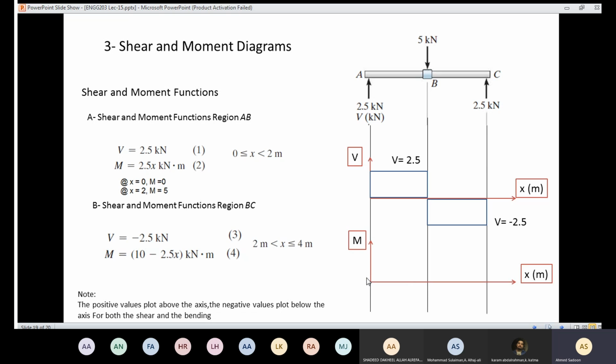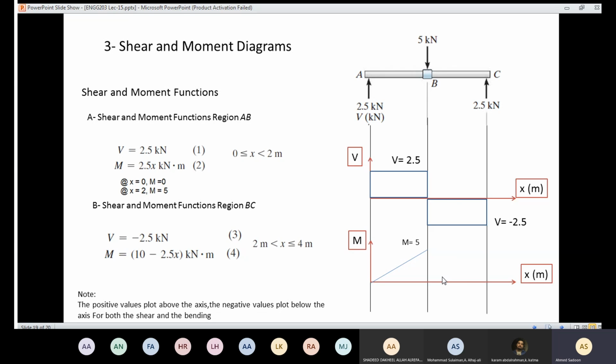So here I have 0, 0. Here I have 5 at x equal 2. The moment is 5. So I have that point and that point, then I'm going to draw a straight line. Because I know the equation here is the equation of a line, if I know that point here and that point here, I'll be able to draw the diagram. Now we are finished with AB.